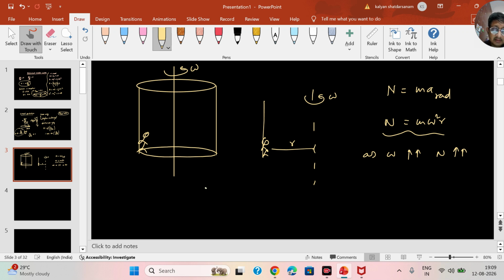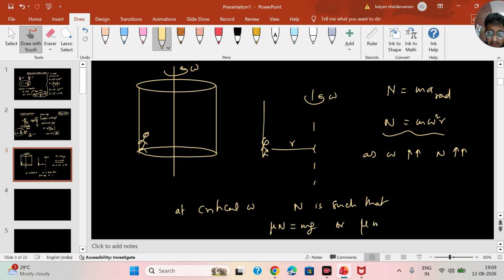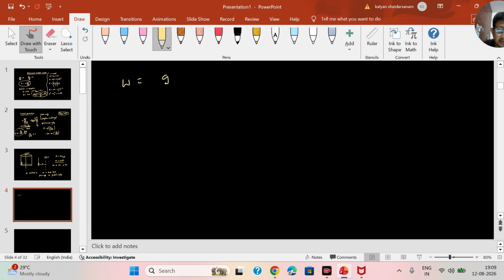So I can say in the critical case, at critical omega, N is such that mu N equal to mg, or mu into m omega square r is mg. Okay, so I get the critical omega from here. Omega will be root of g by mu r.